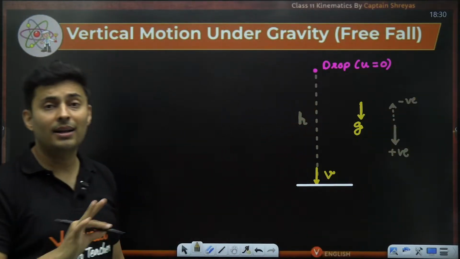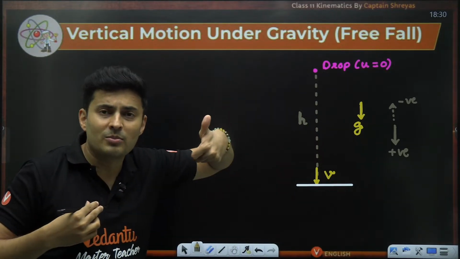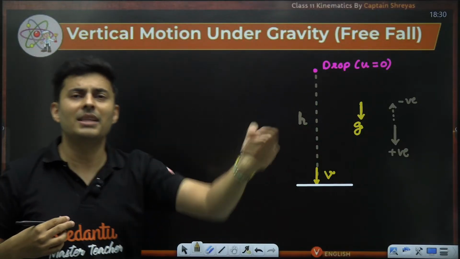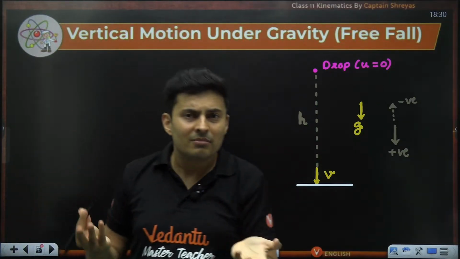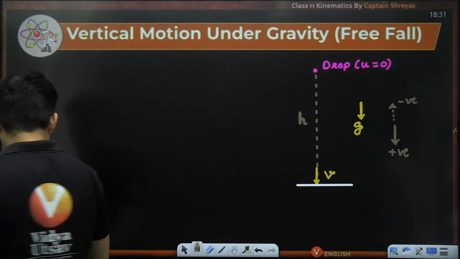There is no hard and fast rule. Please remember that. It's just that if I choose upwards as positive, everything will be negative. It's just like multiplying the equation with -1. The equation will still produce the same result. Is that okay, everyone? All right.